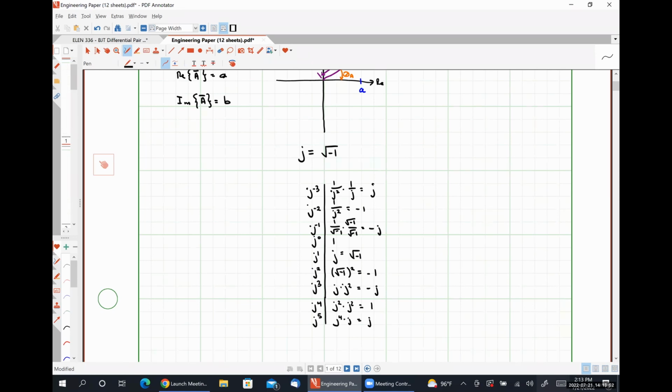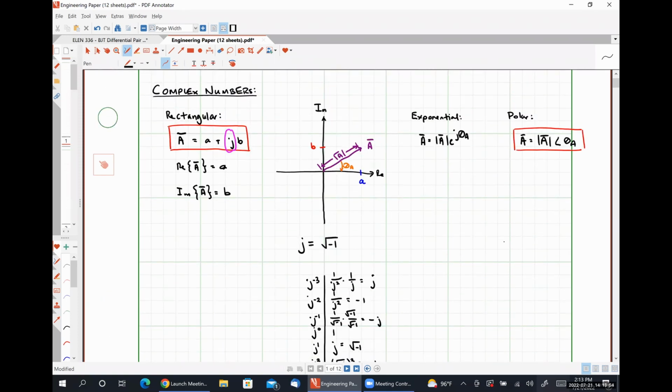All right, so we have introduced the rectangular form for complex numbers, the exponential form for complex numbers, and the polar form for complex numbers. Now it might be useful to explain how to go back and forth between these relationships. And it's just simple trigonometry.